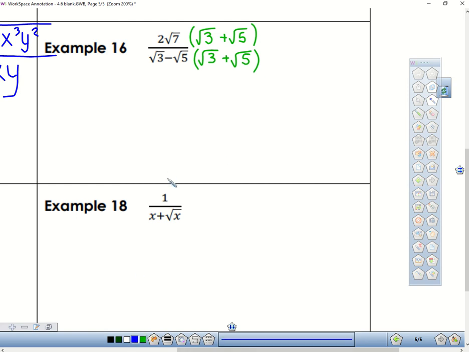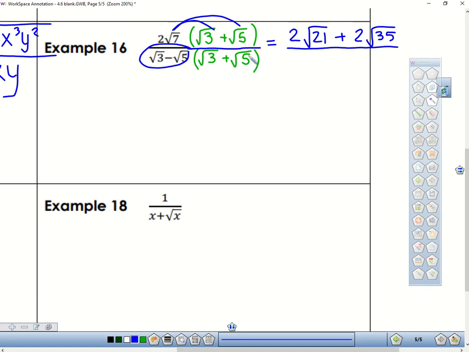Okay? So we're going to multiply the numerator first by using the distributive property. And that's going to become 2 radical 21 plus 2 radical 35, all over, and then we're going to have to multiply these two together. Do you remember on the last set of problems, how did we multiply those two together? We used the box, right? So we're going to make a box, and I'm going to multiply these two together using the box.